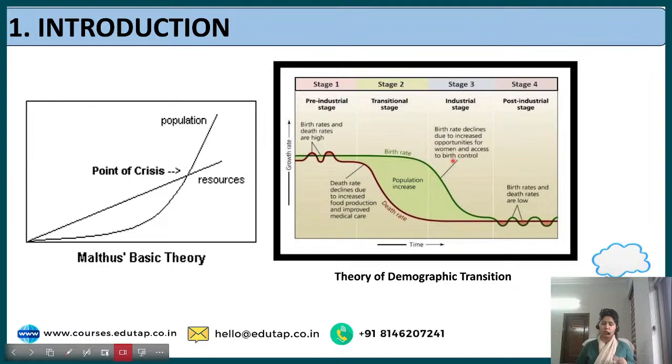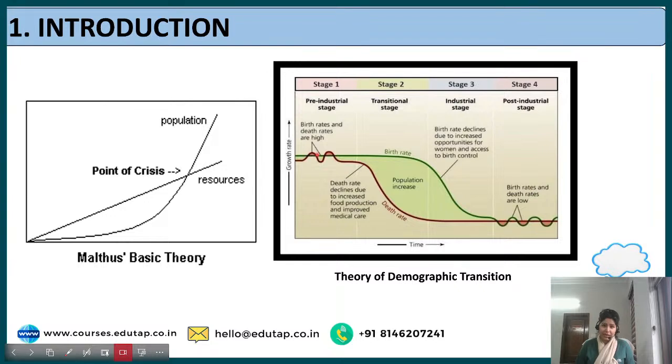The second one I want you to know about is the theory of demographic transition. It says that there are stages of population growth in any country or in any area. In the initial stage, when you have a tribal society, pre-industrial stage, the birth rate and death rate are both of them very high. Birth rate because people need more security, there are no birth control measures, and death rate is high because medical facilities or healthcare facilities or sanitation is not there, adequate nutrition is not there.